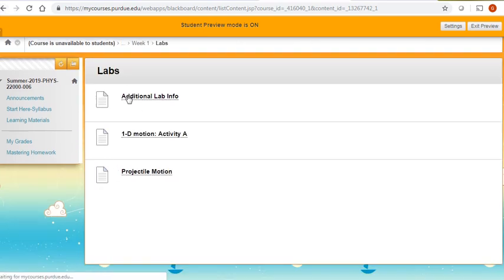Labs, you don't have to buy a lab book or anything like that. Here's a folder called Additional Lab Information. This talks about error analysis using Excel, things like that. We'll talk about that when we actually do labs. Monday we will be doing one-dimensional motion, called Activity A, and then on Wednesday we'll be doing projectile motion. So if you can, print this out before you come to class. If not, we do have some printers there. It just takes a little bit of time if everybody has to print.